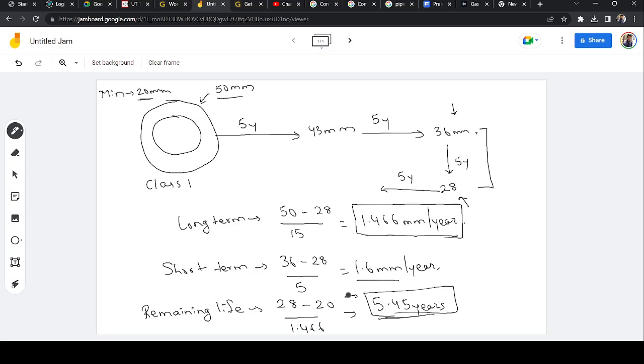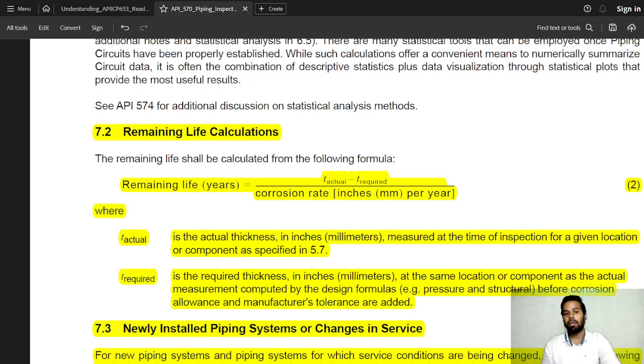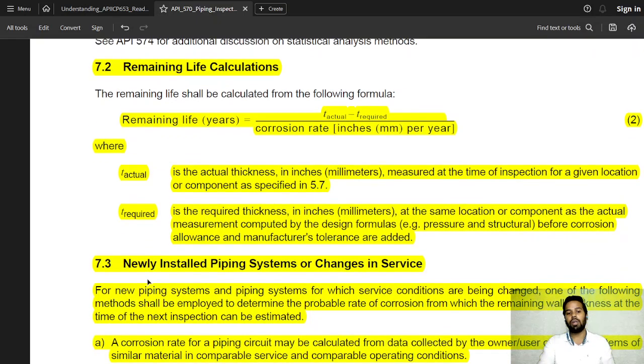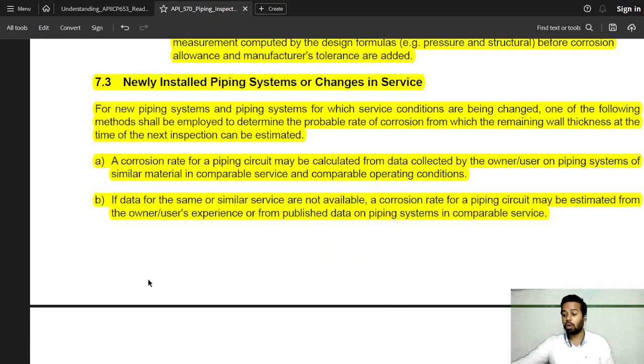So that is long-term corrosion, short-term corrosion, and remaining life for your piping system, the formulas that were given in API 570. Now let's look at something else that is also mentioned there. We have already seen the remaining life calculations, so let's go on: newly installed piping systems or changes in service.